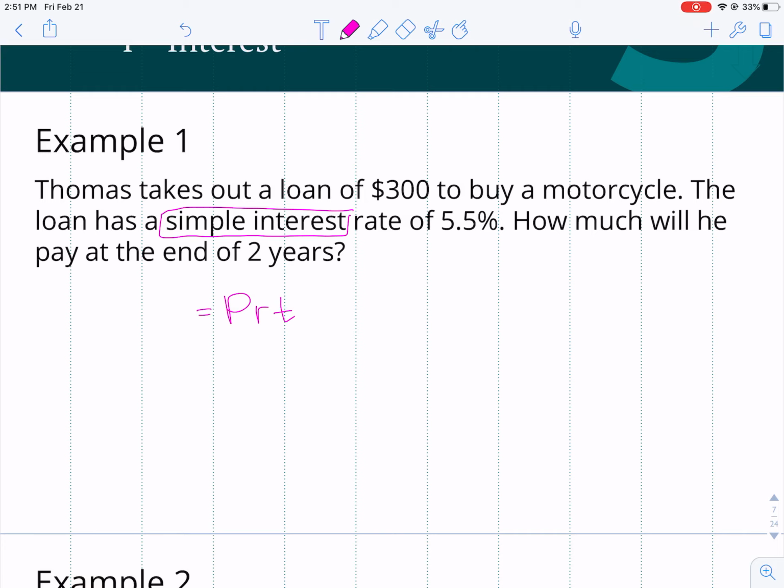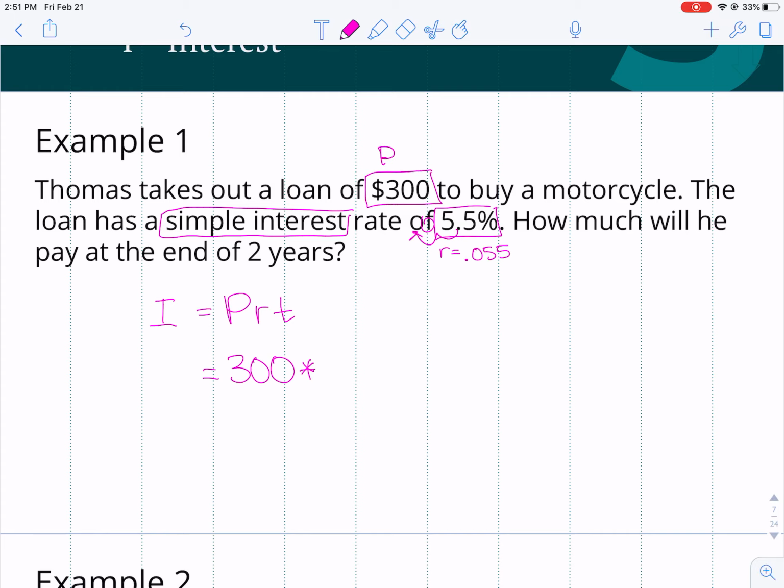PRT equals the interest. So when we first do this, we would just have to plug in $300 times the 5.5, move it over to the left 2 times, making it 0.055.